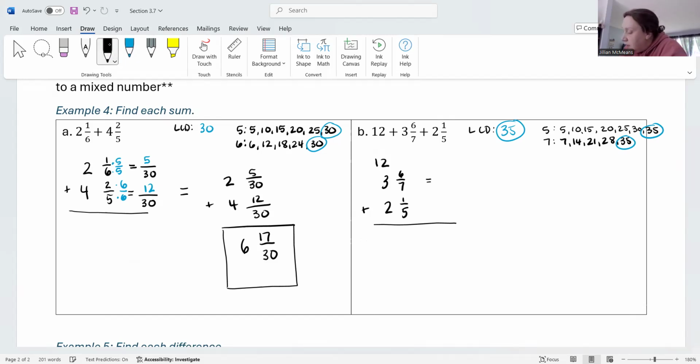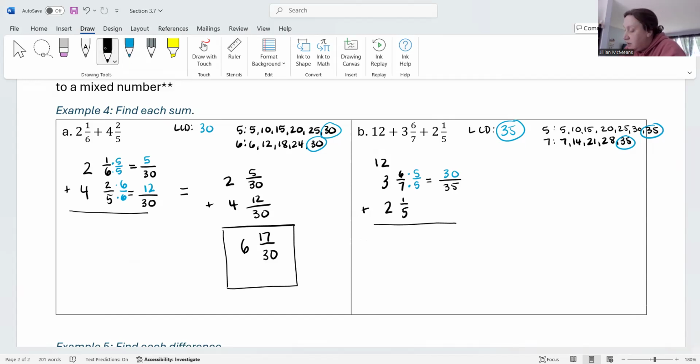So let's get ready. If I want to convert 6/7 into something out of 35, I have to figure out what I would multiply 7 by to get 35. Well, I would have to multiply it by 5. So we're going to multiply top and bottom by 5. And 6 times 5 is 30.